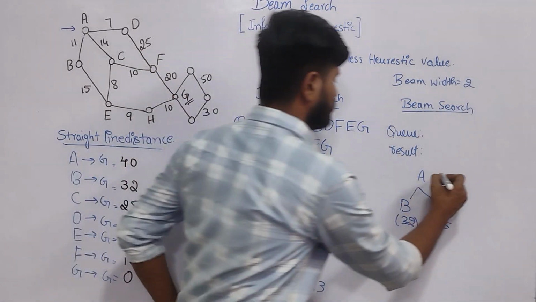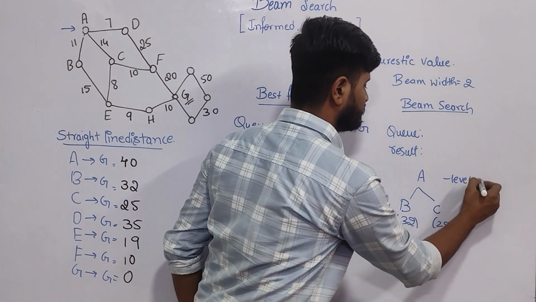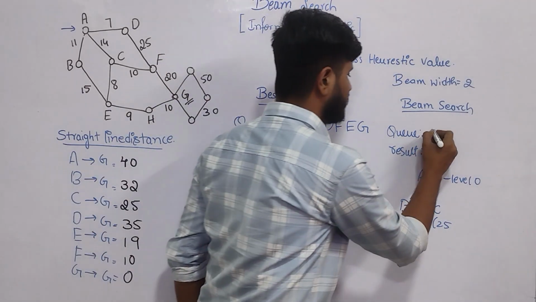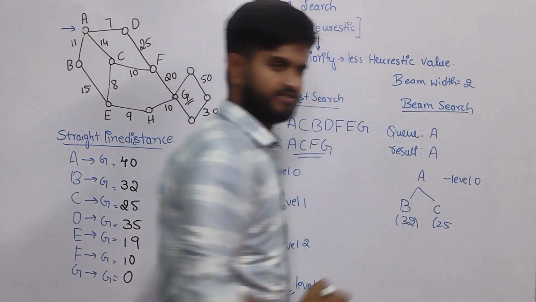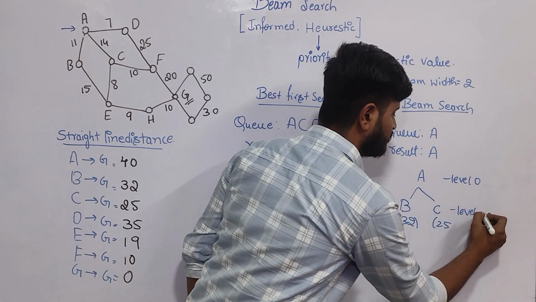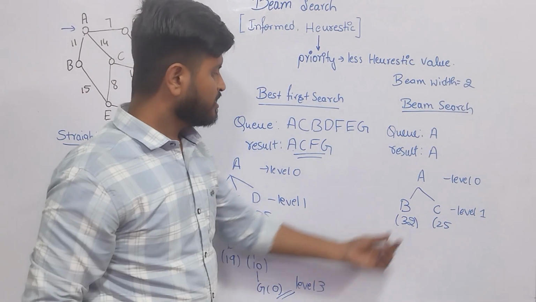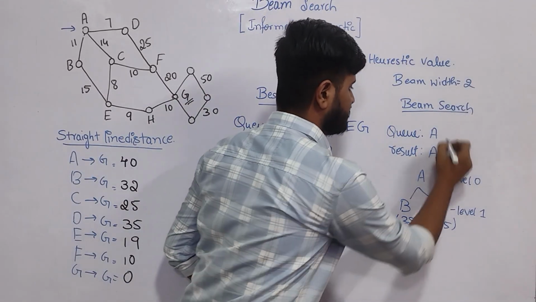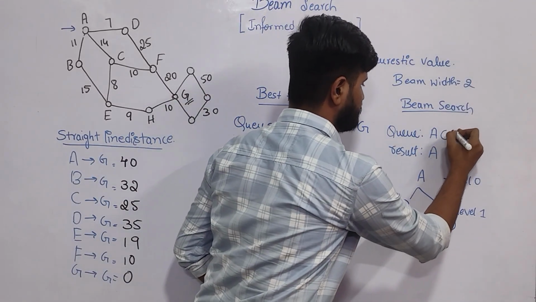Write them in the queue. So this is level 0. In level 0 only one element is there. Write in the queue, write in the result. In level number 1 we are having two elements. So who will be written first in the queue? Less heuristic value, that is C will be written. Next it will be B.